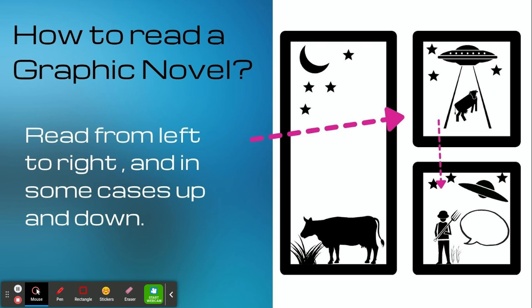Okay, so how should we read graphic novels? We usually read from left to right, just like in a regular novel. And then sometimes we read from up to down. So left to right and then up to down, like in these panels with the cow being abducted by aliens.